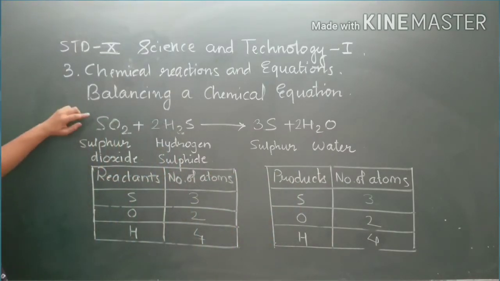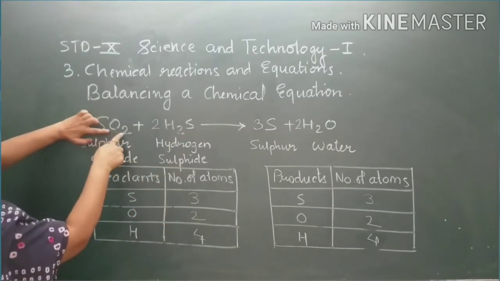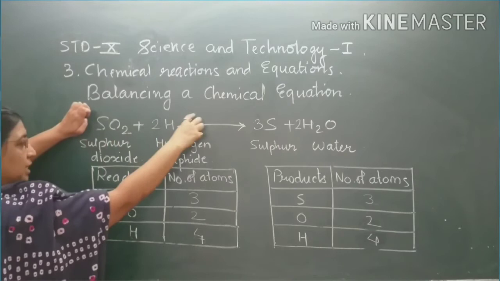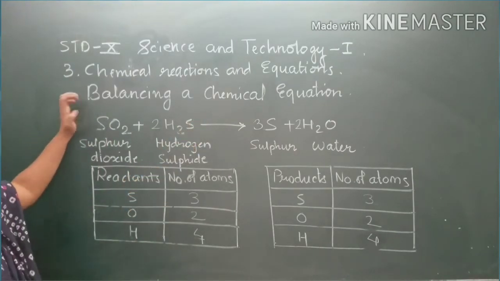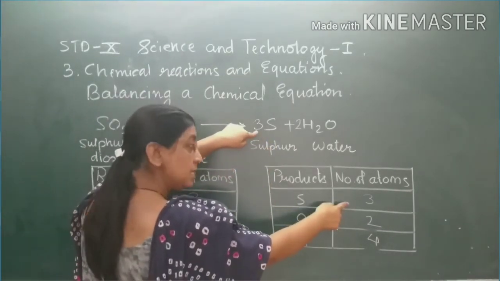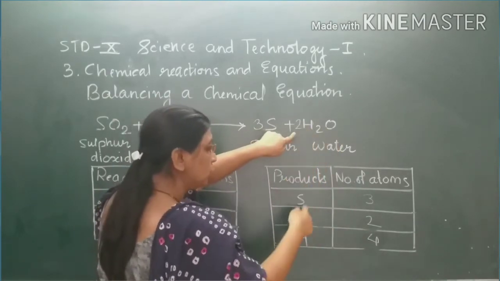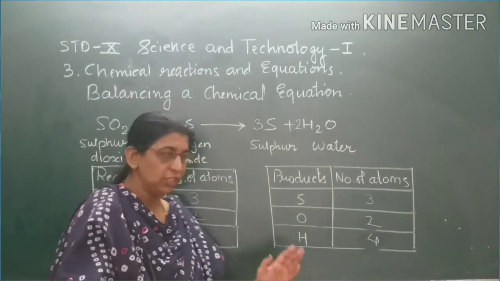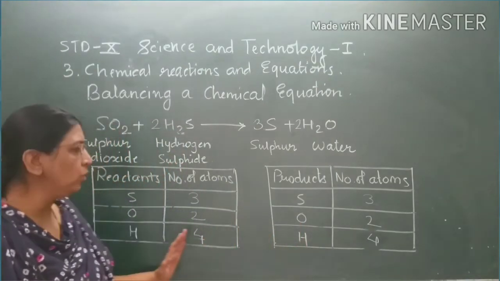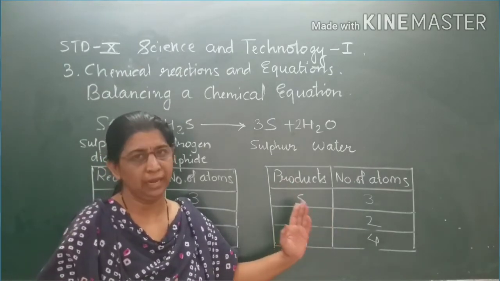Now let me check it once again. Finally, sulfur 1 plus 2, 3 atoms, oxygen only 2 atoms and hydrogen 2 plus 2, 4 atoms. So now my reactants table is correct. Let me come to the product side. In the products, sulfur 3 atoms, yes. Hydrogen 2 plus 2, 4 atoms, whereas oxygen 2 atoms. Now if I check my table of reactants and my table of products with the elements, I could see that the number of atoms on both sides is completely balanced.